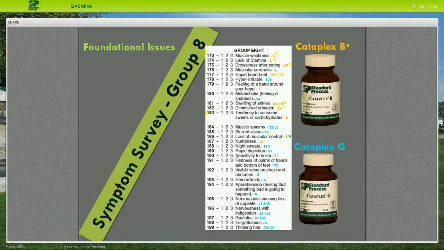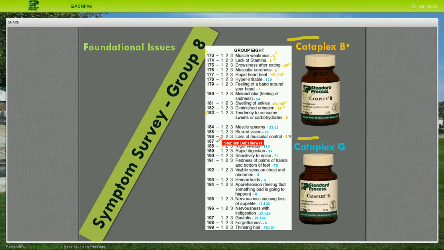And it's important to understand that to see if the patient is being consistent in their answering, but also to help you make decisions later down the line when we get into something like the cardiovascular system, which we'll talk about later today, or when we get into the sympathetic parasympathetic balance. In general you can see that this first half of group 8 tends to be associated with Cataplex B, while the second half of the section tends to be more related to Cataplex G. But you'll notice there's a couple here in group 8, number 178, hyperirritable, and melancholy or feelings of sadness, which tend to be a little bit more G related.